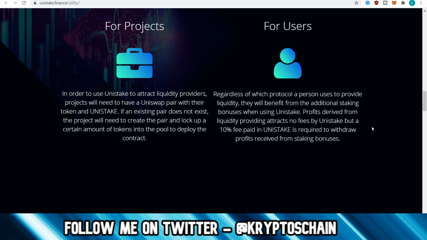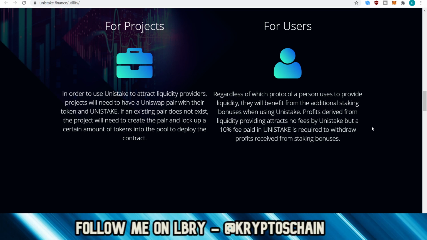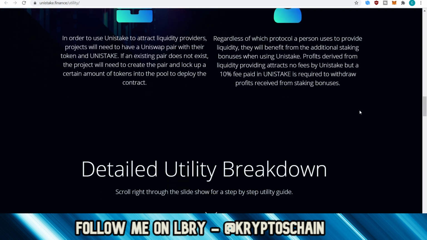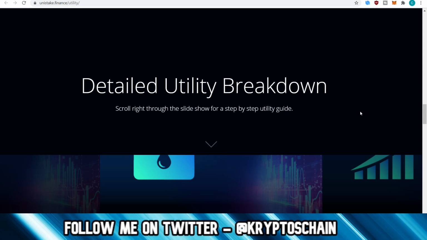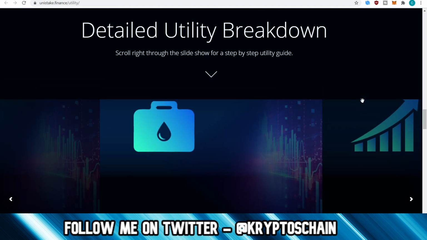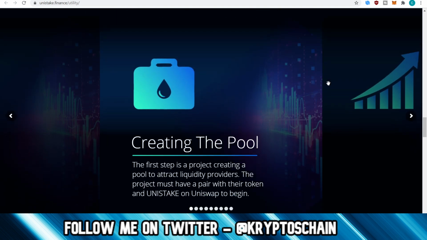So when you actually get that profit, when you want to withdraw it, you do need to pay a small fee, but only 10% of the fee from that staking bonus. So you're not paying it from your stake, right? Which is great, because if your bonus is huge, then 10% is nothing. So that's why you need to hold Unistake for that if you're a user. And this is where the utility comes in handy.